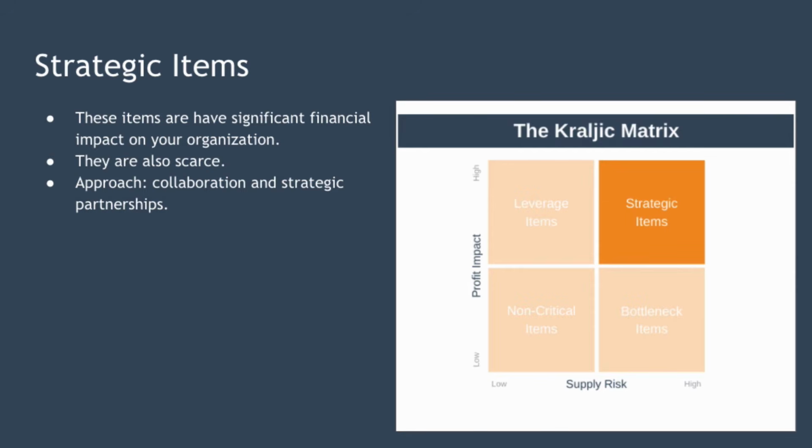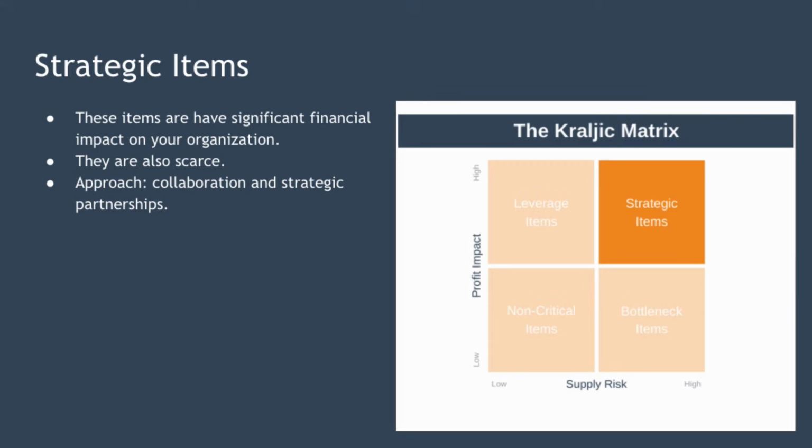The final quadrant is strategic items. Now, these items have a significant financial impact on your organization, and that could either mean your organization spends a great deal of money on these items, or that they are directly linked to your organization's differentiation in the marketplace and your organization's profit.